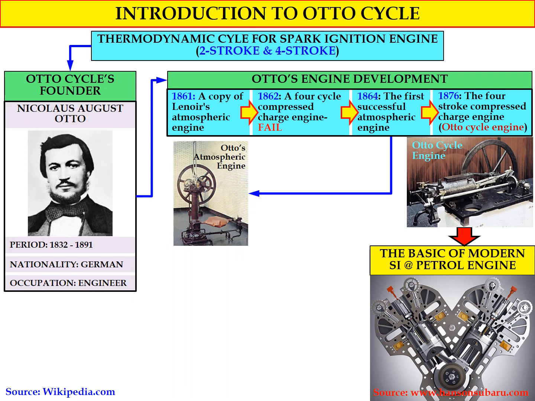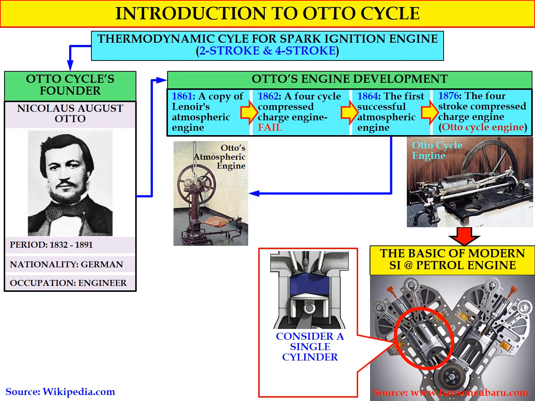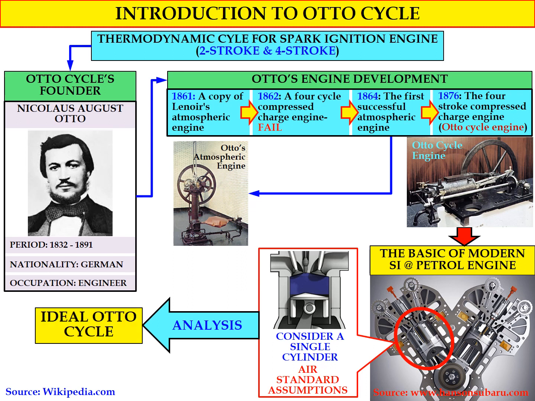So in terms of analysis to determine the performance of the petrol engine or spark ignition engine, we need to consider a single cylinder and also the air standard assumption, because we want to simplify our analysis and calculation for the petrol engine. After we consider the air standard assumption, in order to analyze the process and performance of the spark ignition engine, we will use the ideal Otto cycle. For the next slide, we will discuss the ideal Otto cycle in terms of processes, equations, and so on.